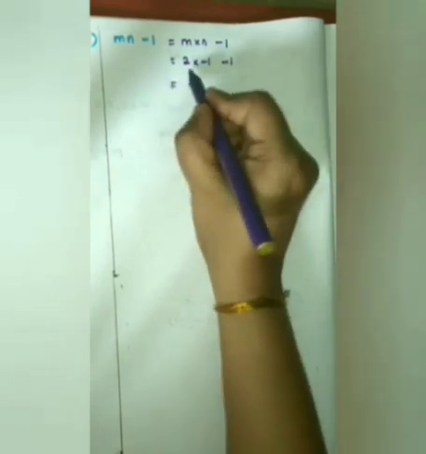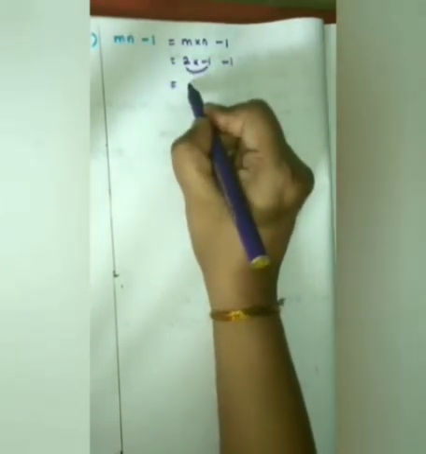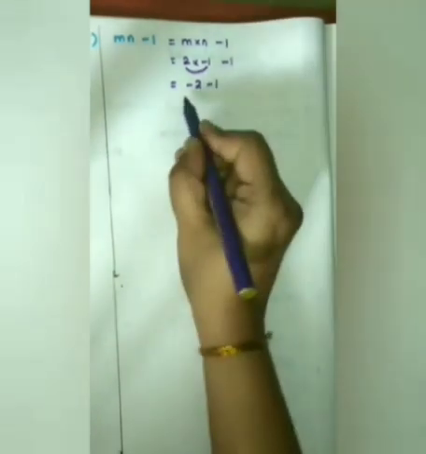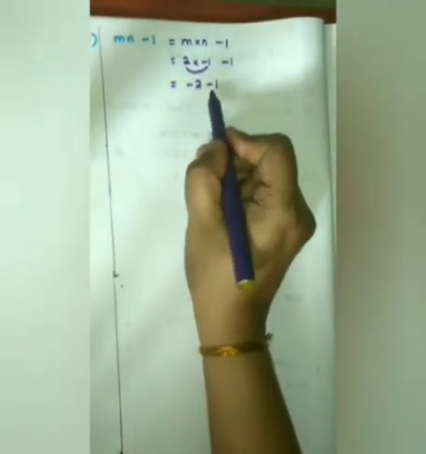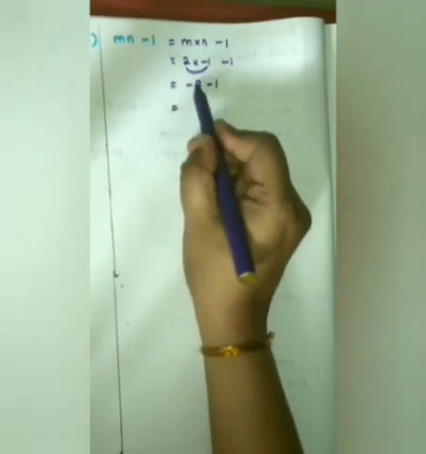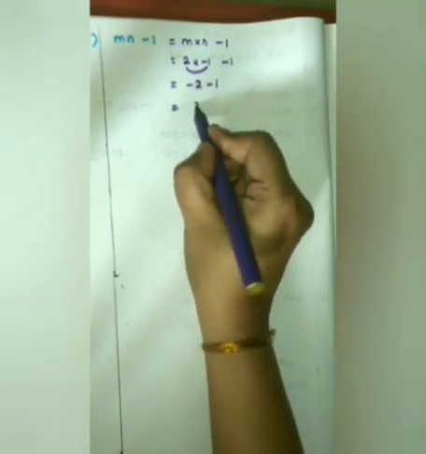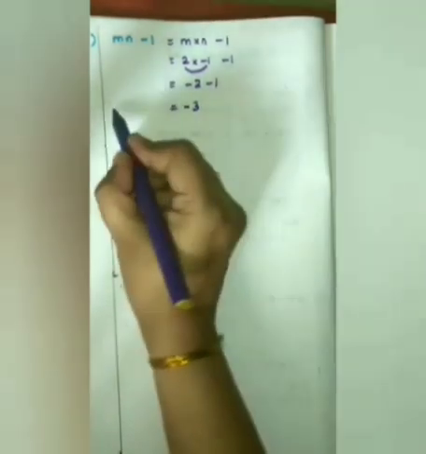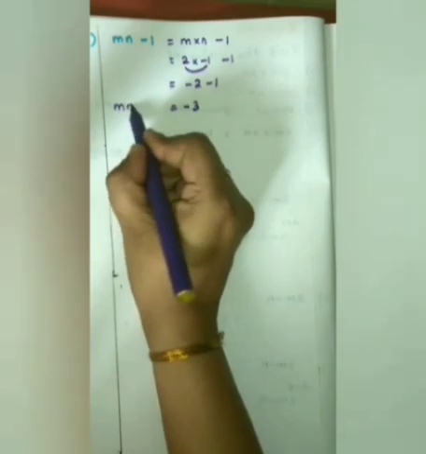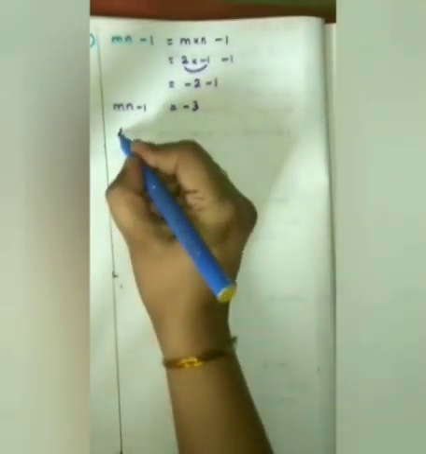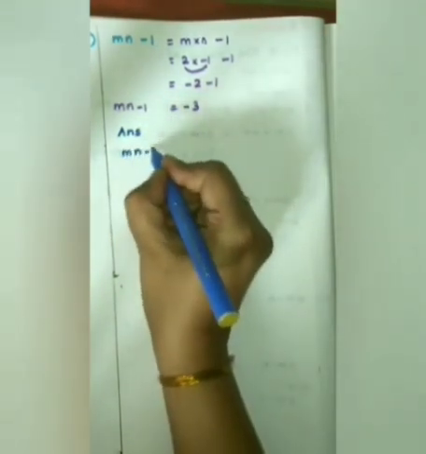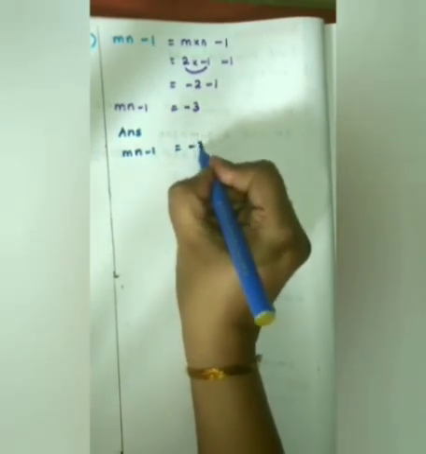So 2 into minus 1, minus 2. Then write minus 1. Now we are going to add two integers of the same sign. So 2 plus 1, 3. And put the same sign. So minus 3. The answer is mn minus 1 equal to minus 3. Answer: mn minus 1 equal to minus 3.